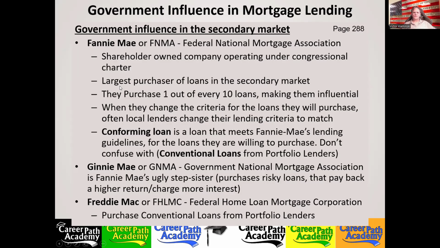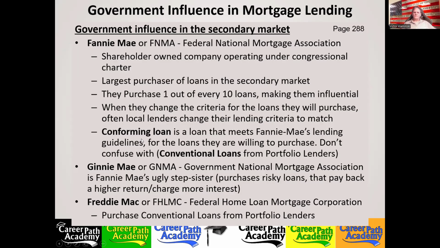So they're the largest purchaser of loans in the secondary market. They purchase 1 out of every 10 loans in existence. That makes them very influential with the banks, the local lenders. When they change their criteria for the types of loans they're willing to purchase, the lenders usually change their criteria to match, because they know that if they match Fannie Mae's lending criteria, they'll be able to sell their loan after they originate it to Fannie Mae or another secondary market purchaser of loans.